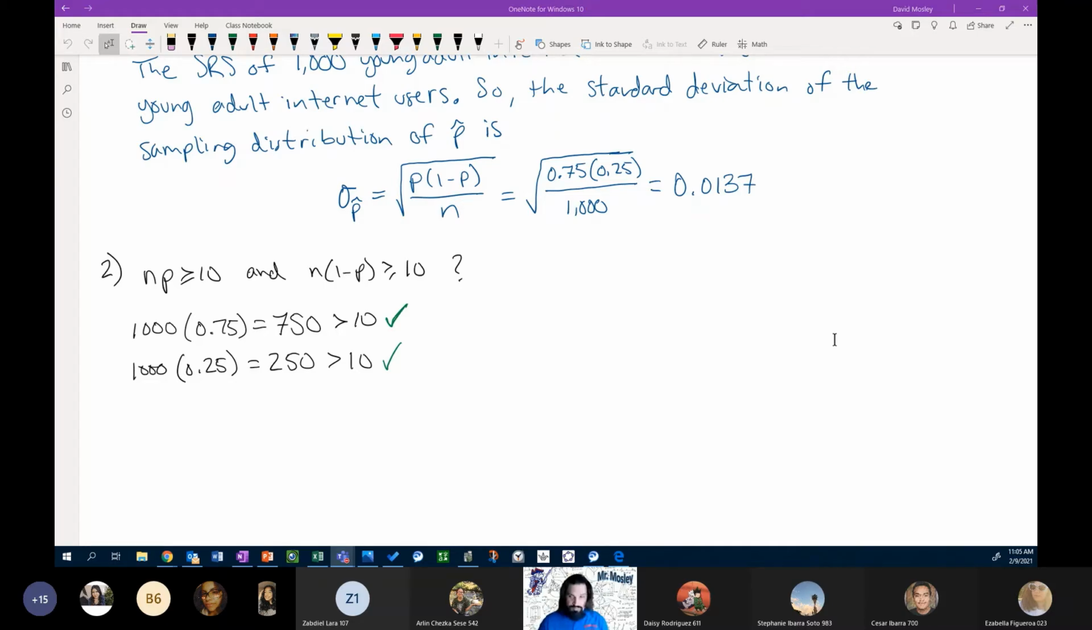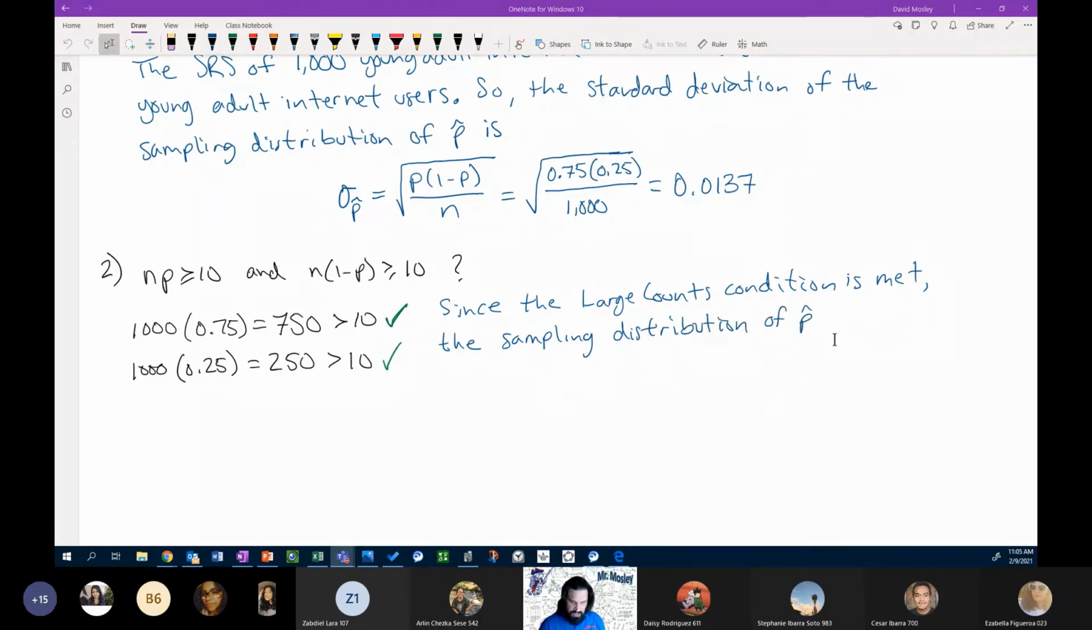So since the large counts condition is met, that means the sampling distribution of p hat is approximately normal.